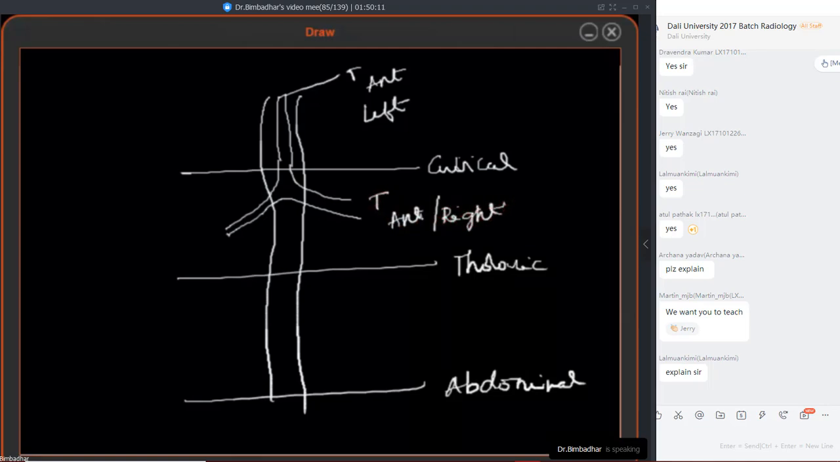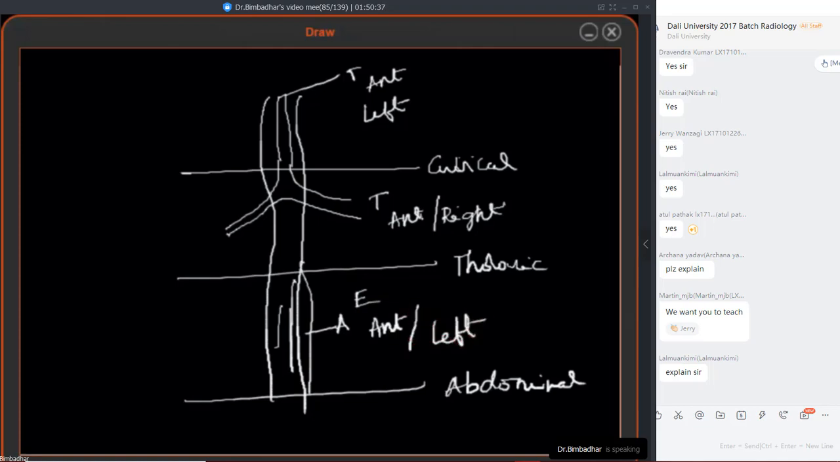And then in the abdominal part, there will be the descending aorta coming down, something like this. This is the aorta. It pushes the esophagus more anterior here. So I'm talking about the esophagus. It pushes it more anterior and more to the left.